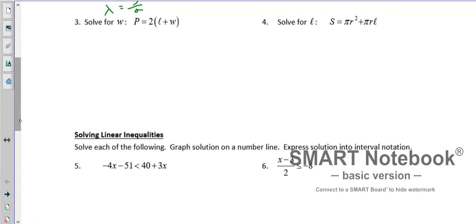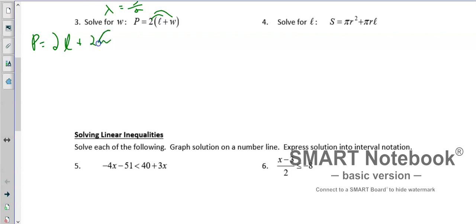All right? Number 3, now we're solving for W. There's 2 ways to do this problem, and I'm going to do them both ways because I see both answers in the classroom, and they're both right. They may not both be on the answer key, but I want to show you both ways. Some people start off by distributing the 2 right away. And they get P equals 2L plus 2W.